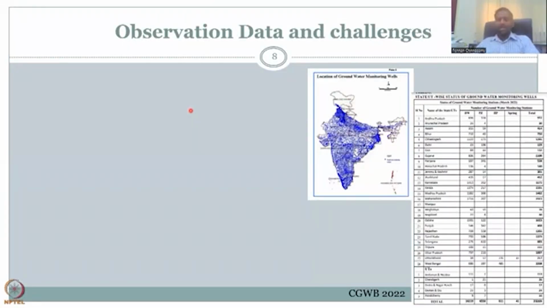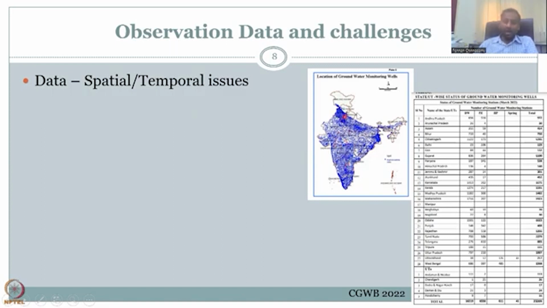So let's see why the groundwater is not being monitored to support these irrigation schedules. There are a lot of observation data challenges. Data spatial and temporal issues are there. For example, the wells are not placed all across India; you see some white spots, and some highly dense groundwater monitoring stations. So they are not evenly spaced, and not all spatial locations are covered.